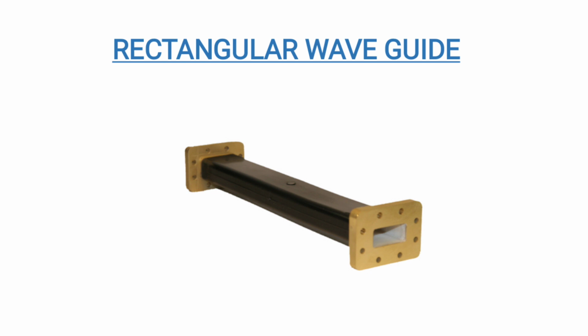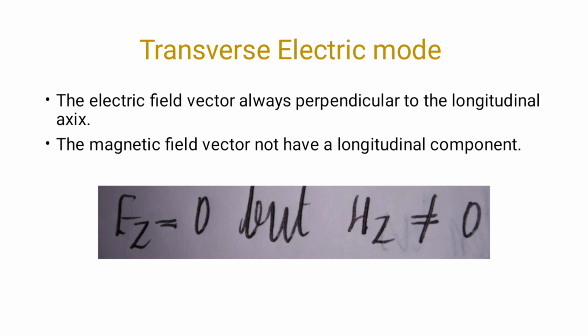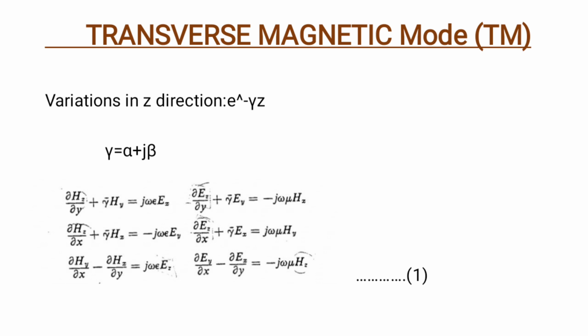The fields in a rectangular waveguide consist of a number of propagating modes which depend on the electrical dimensions of the waveguide. These modes are broadly classified as either transverse magnetic or transverse electric modes. Transverse electric mode: in a transverse electric wave propagating in a waveguide, the electric field vector is always and entirely perpendicular to the longitudinal axis, that is, the optical axis of the waveguide, but the magnetic field vector may or may not have a longitudinal component. Transverse magnetic mode: in the transverse magnetic mode of electromagnetic wave propagation, the magnetic field is transverse to the direction of propagation. The electric field is not transverse.